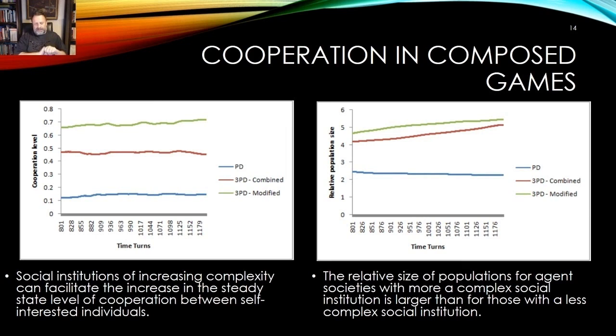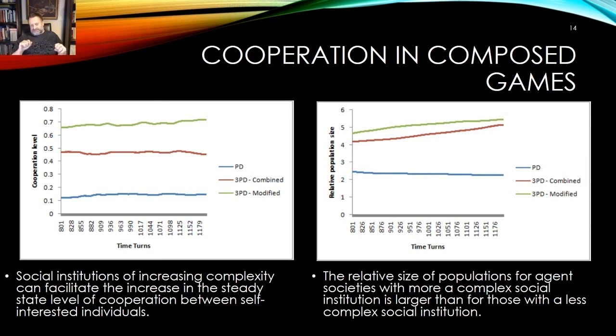What you see is that the level of cooperation is much higher for the three-player game with the modified decision making than in the three-player game with just plain combination, and both are well above the simple prisoner dilemma game. Interpretation of this is that social institutions of increasing complexity facilitate the increase of the level of cooperation at the steady state level of these institutions.